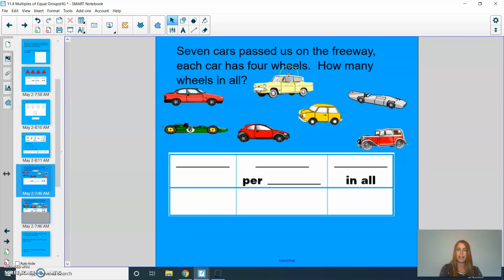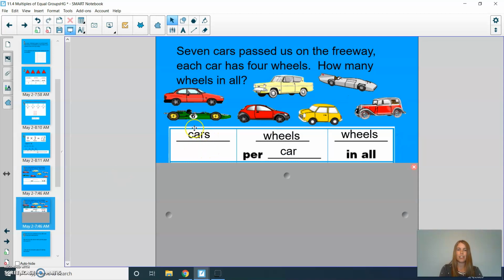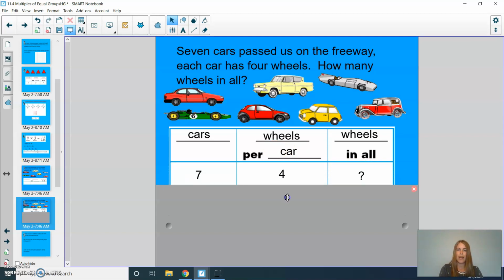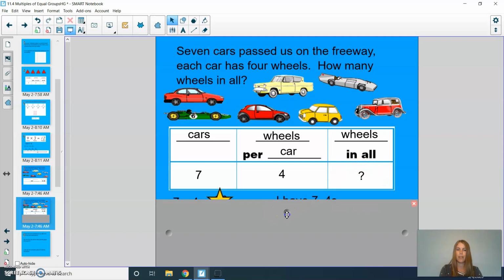7 cars passed us on the freeway. Each car has 4 wheels. How many wheels in all? Today when we're working, we're going to be using some of these multiplication diagrams. So when we're filling these out, we start by thinking, what are we trying to solve in our first box? So we need to figure out how many cars do we have, how many wheels per car, and lastly, how many wheels in all. So if we know that we have 7 cars and there's 4 wheels per car, we want to know how many wheels in all.